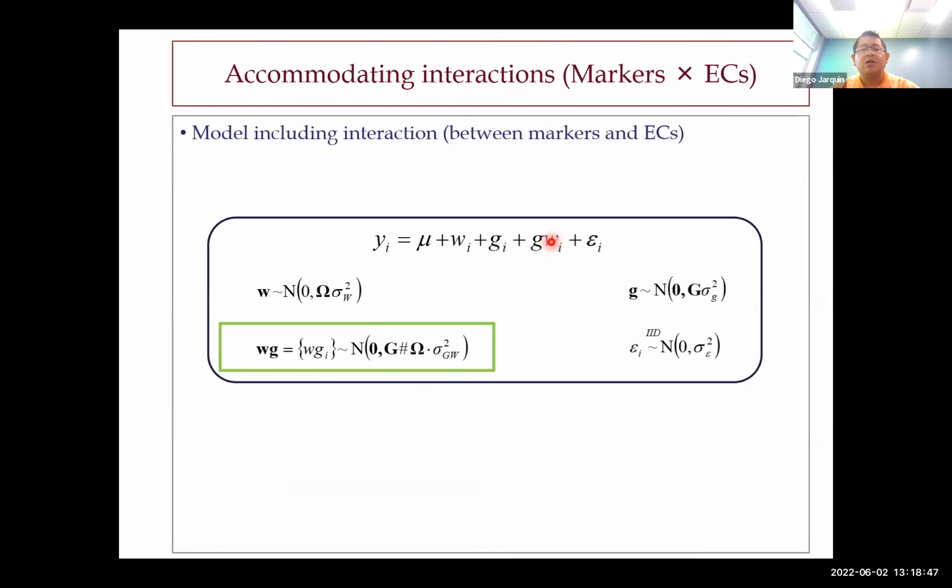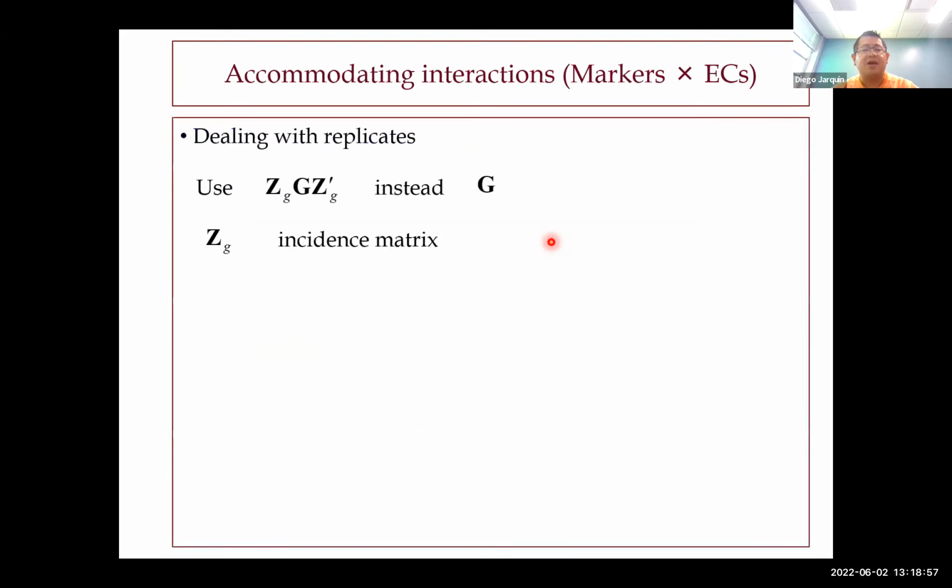Okay, so one of the questions is, how should I put this in the context of the data that I'm working with? Because many times I have genotypes that are repeated in many environments, and what should I do in those cases? So when we are dealing with replicates, the only thing that we have to do is to expand the respective covariance structures that we are computing.